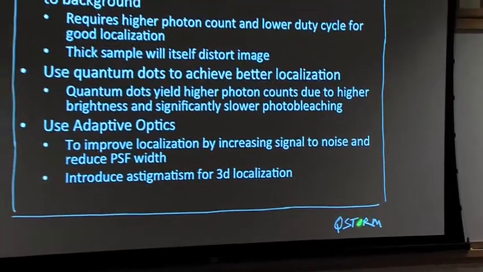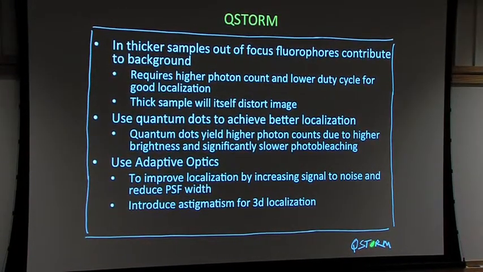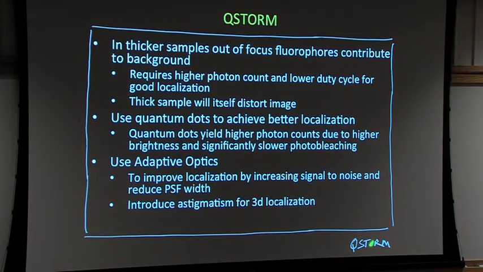And also they photobleach significantly slower, which means that you can image them for longer and get more photons that way. And then we also want to use a technology called adaptive optics, which corrects for aberrations so that we can have a nice, highly corrected PSF with a high peak intensity and a small width, even deep into the sample where we have to deal with aberrations. And also, since we're using adaptive optics, we can use that to introduce astigmatism into the PSF, which allows you to do three-dimensional STORM imaging.